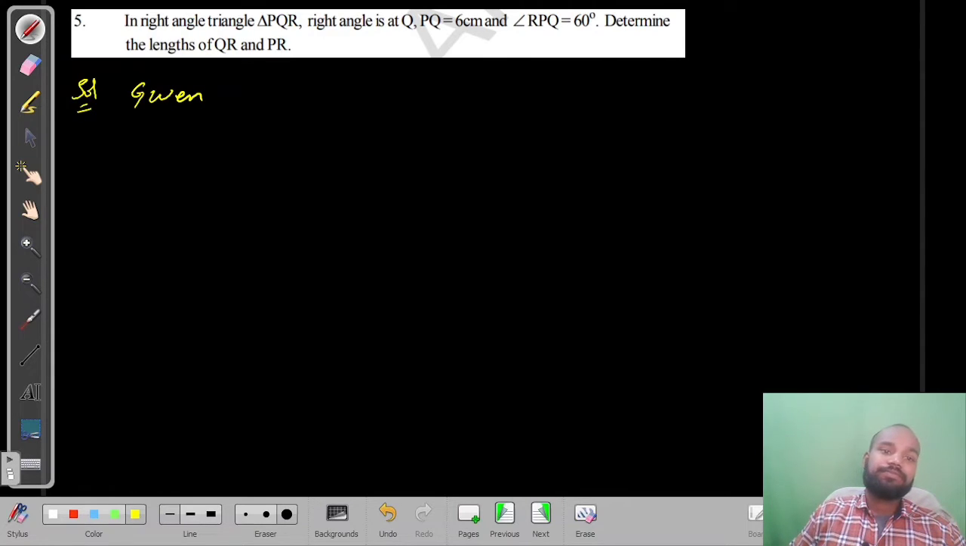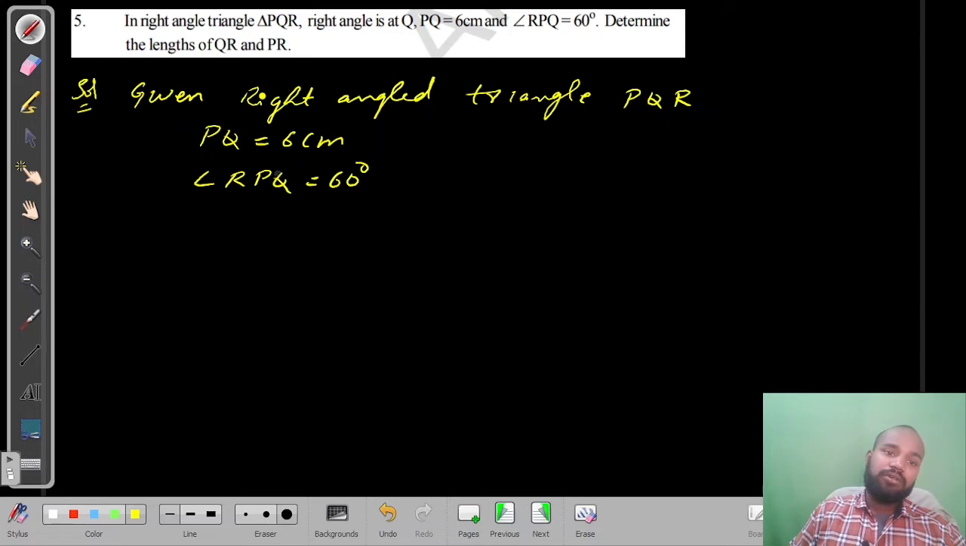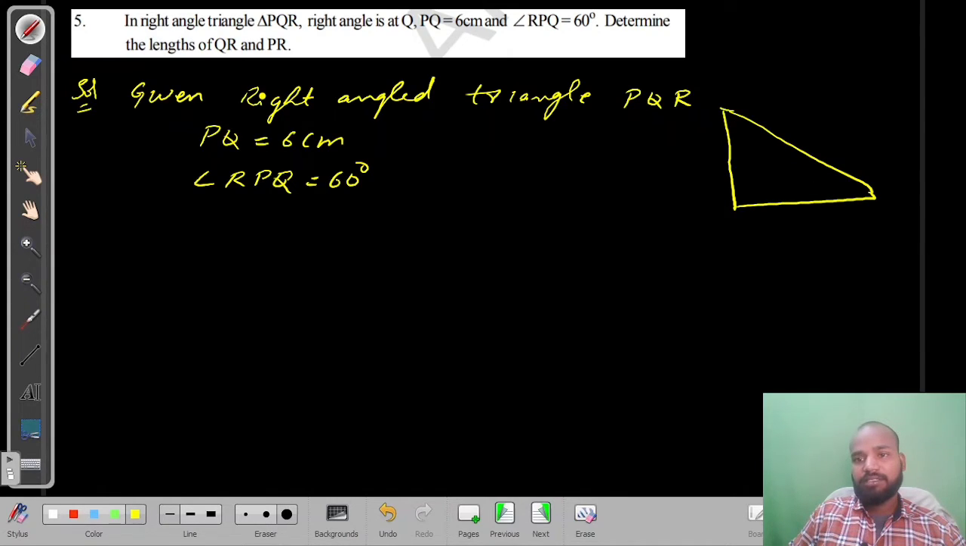Given: right angle triangle PQR. So I am going to draw the PQR triangle, and what is given here is PQ equals 6 centimeters and angle RPQ equals 60 degrees. Let us start here. I am considering this as my right angle triangle. Now he is saying right angle at Q, so this is my right angle at Q, 90 degrees.